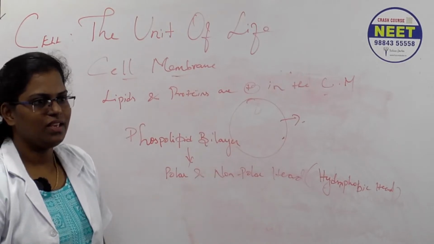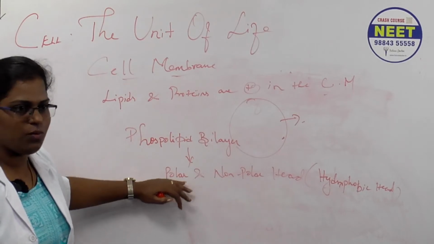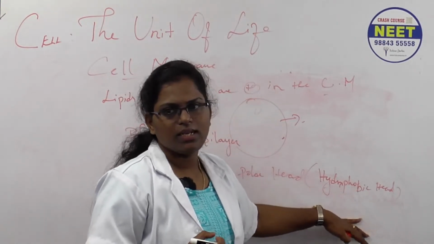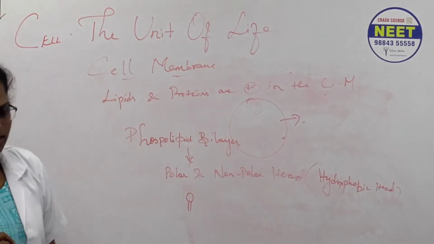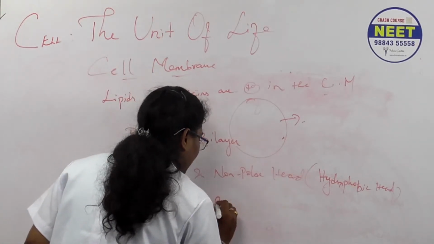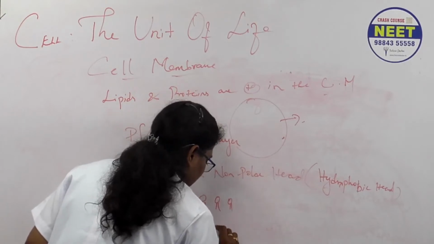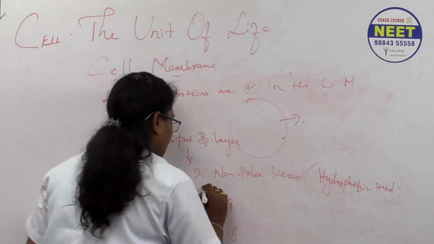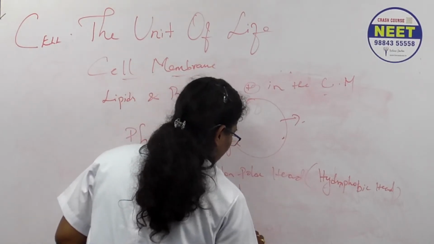So the polar head accepts water, whereas the non-polar head does not accept water. So it has a polar head and a non-polar head like this. This is the bilayer. Now how are these two layers arranged? They are parallel, okay? Like this. When they are parallel like this, this is the polar head and this is the hydrophobic tail.